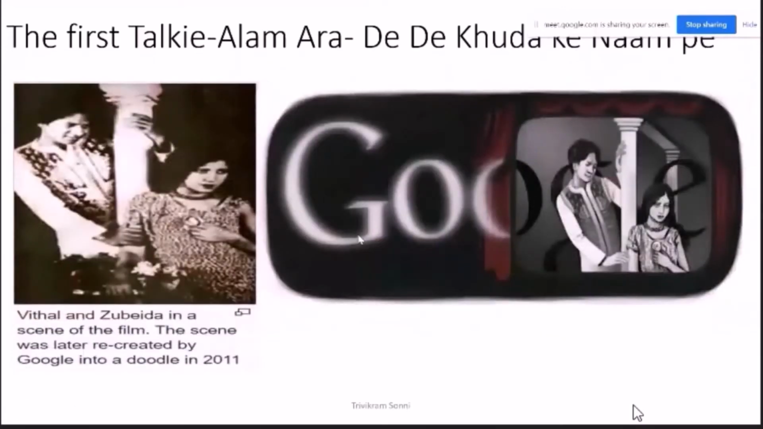Then let's go to this. This I like because this is an iconic pose on the left with Master Vittal and Zubeida in a scene from the film. And Google created a doodle actually in 2011. Here it is on the left hand side.